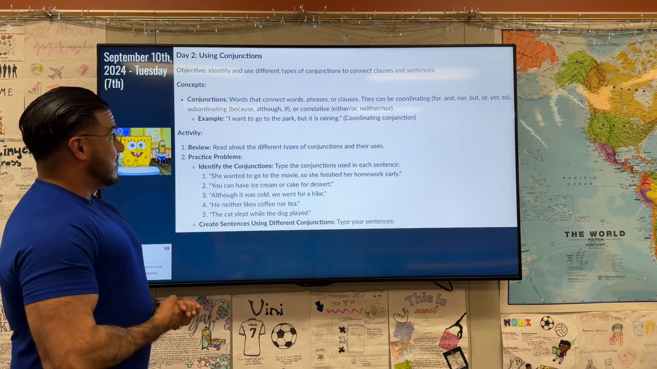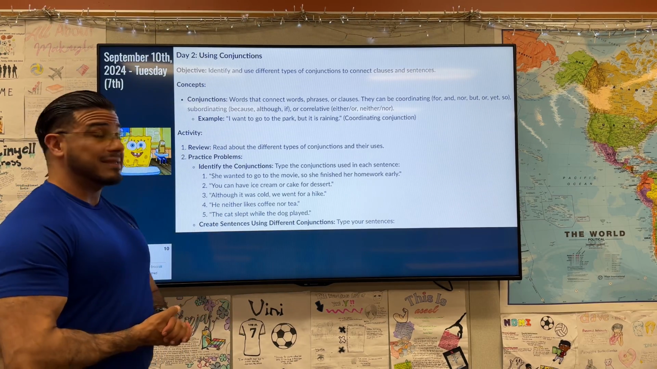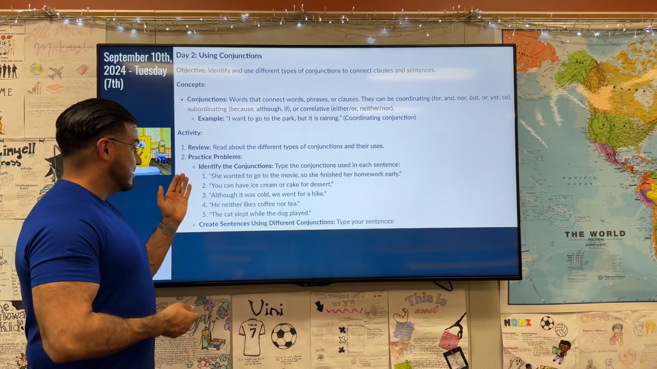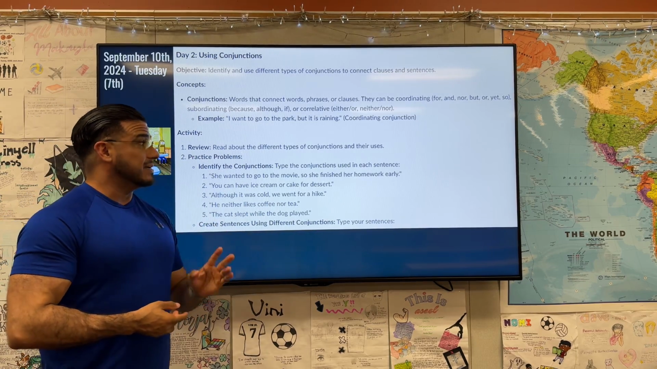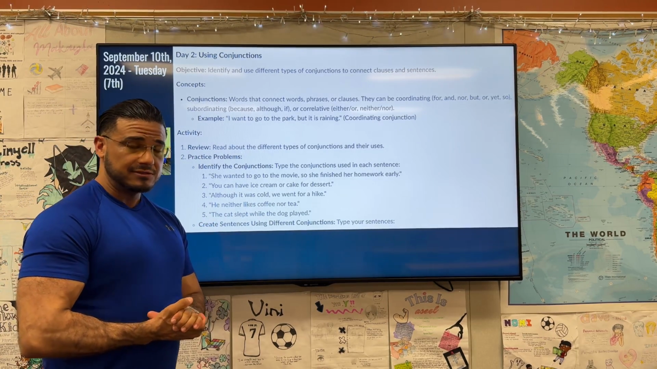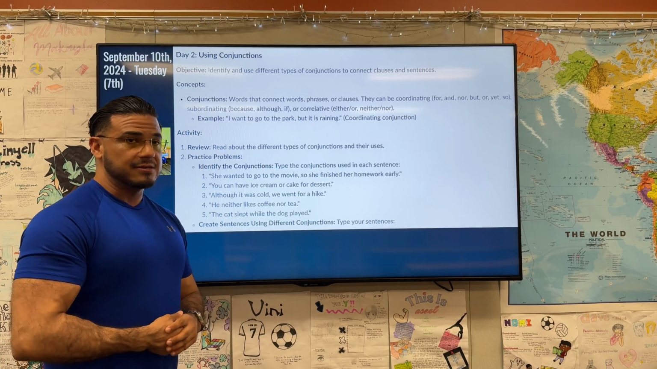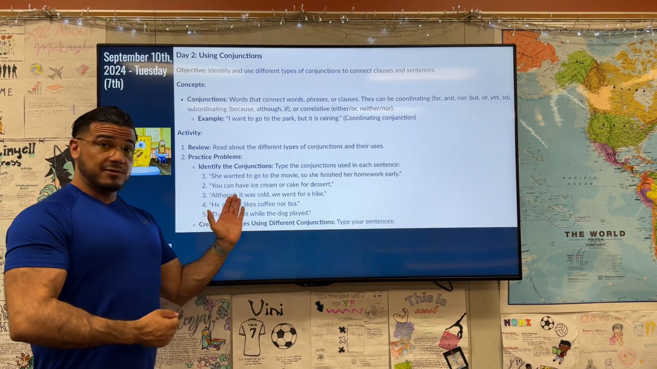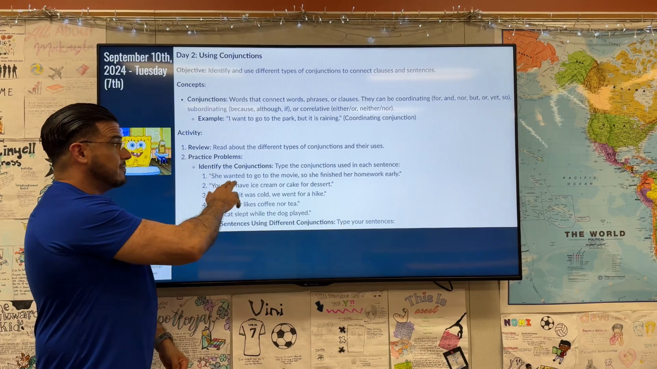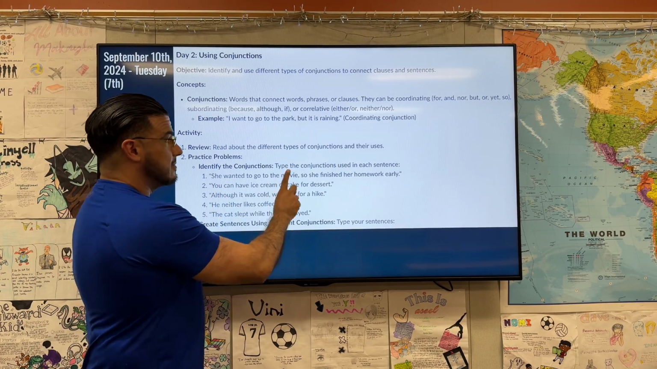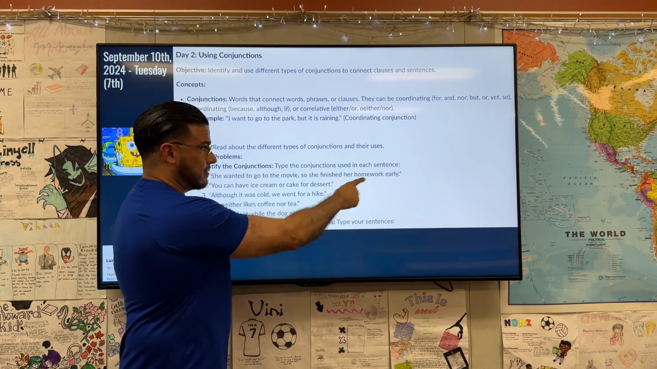All right, we're going to take a look at today's activity, in which, for these 5 sentences, I'm going to ask that you identify the conjunction used as well as the type of conjunction that you would classify it as. So let's start with our first sentence, which reads, she wanted to go to the movie, so she finished her homework early.